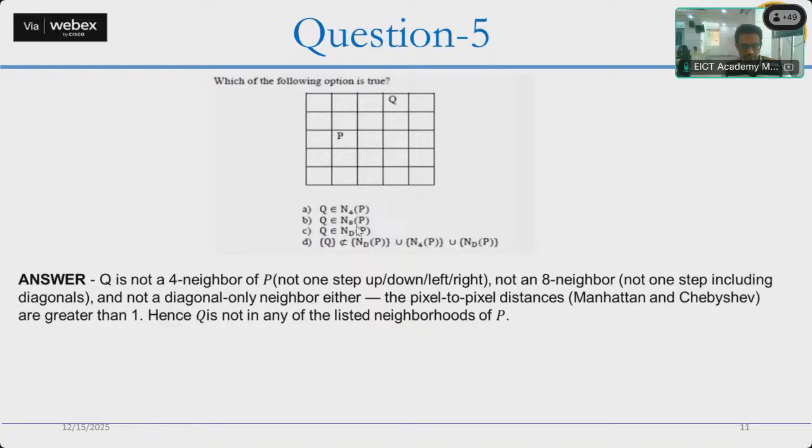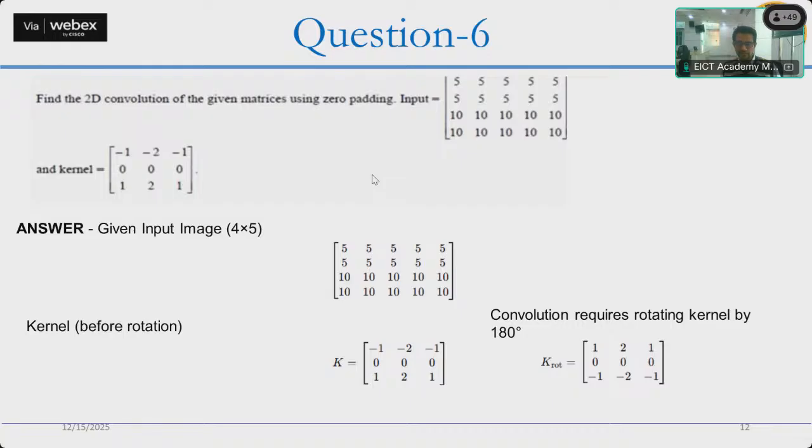Q is here, so it is neither part of it. What is this D? D is basically diagonal. Is it only a diagonal neighbor? No, it is also not the diagonal neighbor. Then it is not in any of the listed neighborhoods of P. I hope it is clear. So what we are showing here is a simple diagram. This is basically the image. An image is always a two-dimensional image with the locations of the different pixels. That question we will discuss later, convolution, etc. This is much more advanced.